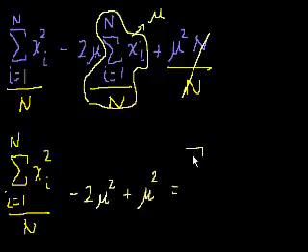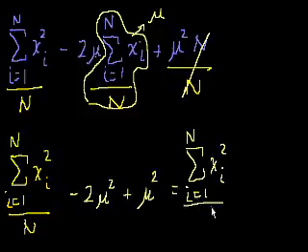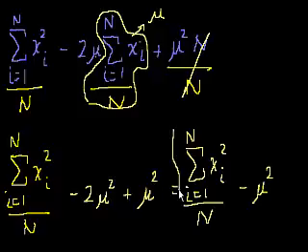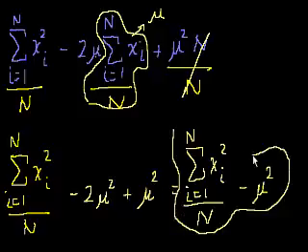So the sum from i equals 1 to n of x sub i squared over n. And then you see we have minus 2 mu squared plus mu squared. Well, that's the same thing as minus mu squared, right? Minus the mean squared. So this already, we've kind of come up with a neat way of writing the variance, right?